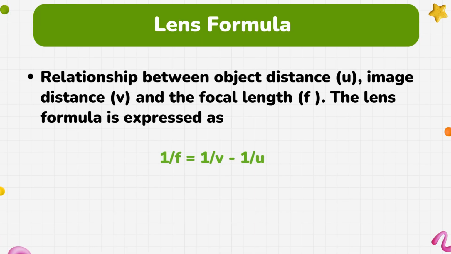Next one is the lens formula. It is a relationship between object distance, image distance, and focal length. By using these, we can express the lens formula as 1/f = 1/v - 1/u.